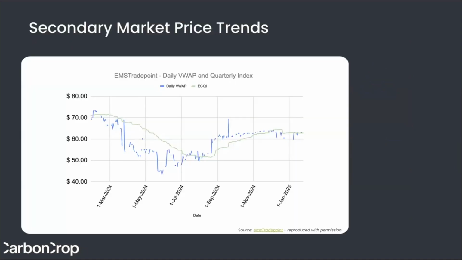Speaking of prices, first up, secondary market price trends. I guess it's more historic looking trends, but we've pulled this from EMS TradePoint with their permission. It's an overview of the price movement since roughly this time last year. The green curve is their semi-proprietary quarterly weighted price index, and the blue curve is a summary of their daily volume weighted average prices. So you can see that starting from last year, the story is one of a slump and a gradual recovery up to a slightly lower level, bringing us to today.